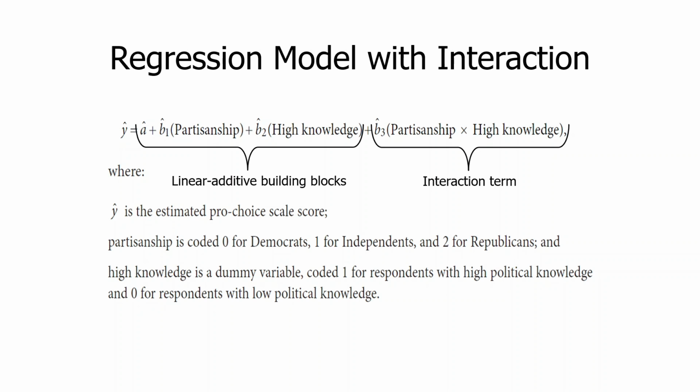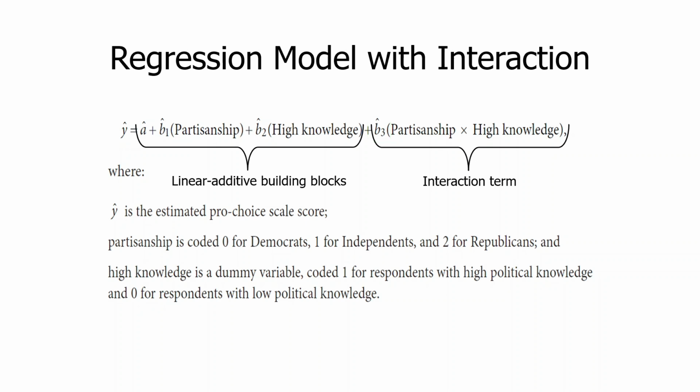Here's the difference. This is what's called an interaction term. Notice that the interaction term is going to take on a value of 0 for Democrats. It's going to take on a value of 1 for independents, and it's going to take on a value of 2 for Republicans. So B3 is going to tell us how much to adjust the effect of partisanship when knowledge increases from 0 to 1.